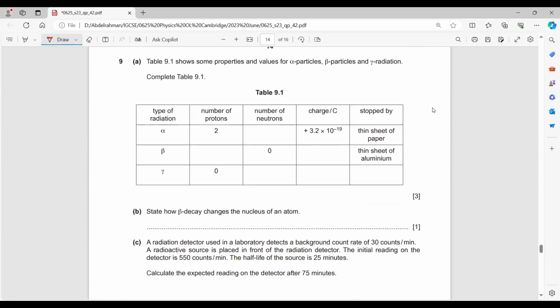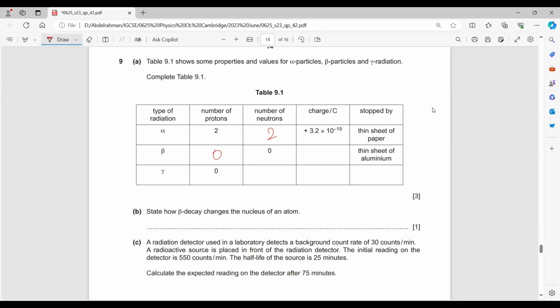Okay, moving on to atomic physics. Type of radiation alpha, number of protons 2, number of neutrons is 2. Type of radiation beta, number of protons 0. The charge on the beta, sadly, we need to memorize the charge on the beta.